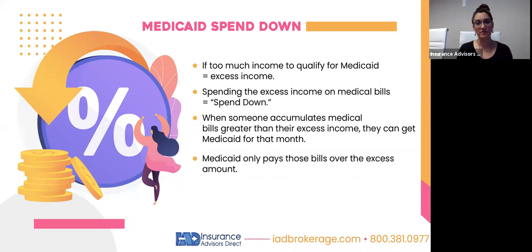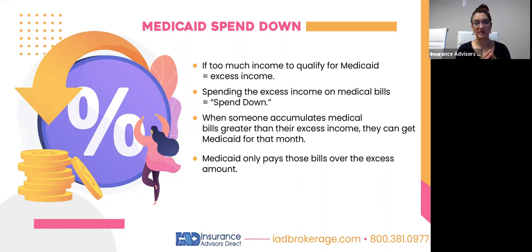Excess amount is one of the terms you want to know. That is when you make too much money to qualify for Medicaid. And spend down is the excess income that you have to spend on medical bills in order to qualify sometimes for that extra help. When someone accumulates medical bills greater than the excess income, they can get Medicaid for that month.